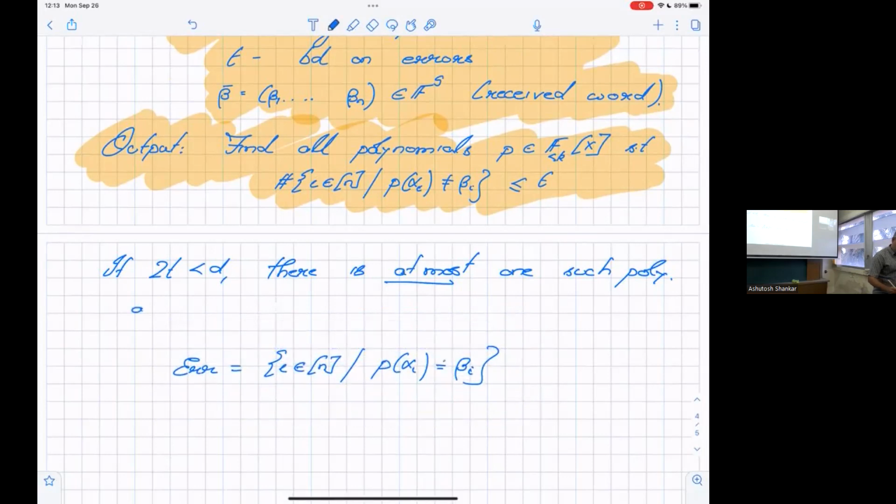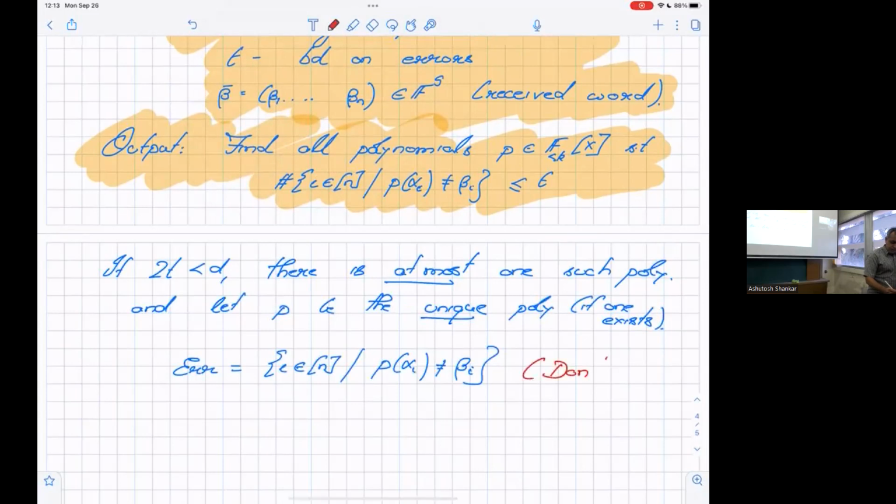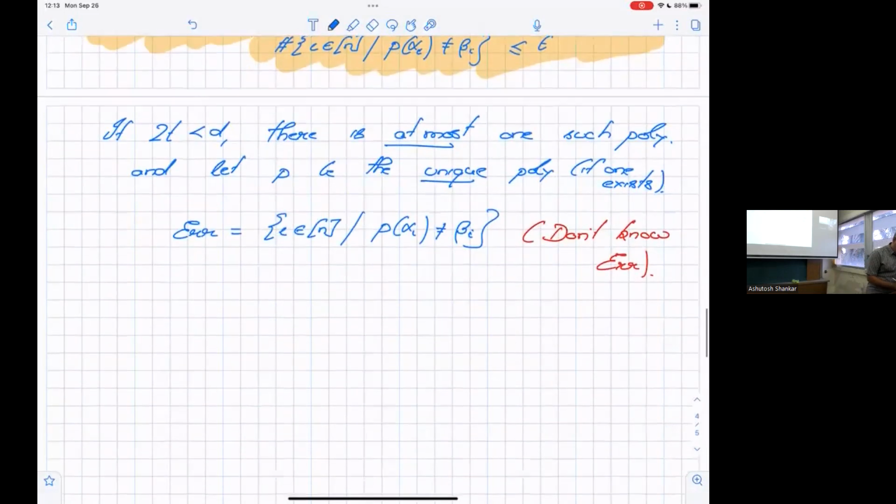Let P be the unique polynomial within t errors of beta. We don't know it. Now, what we will do is work with polynomials. We build this notion of an error locator polynomial.